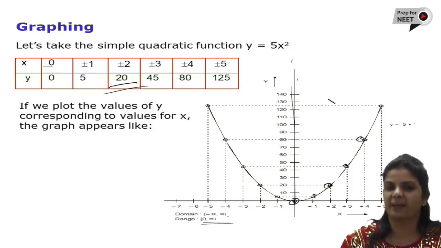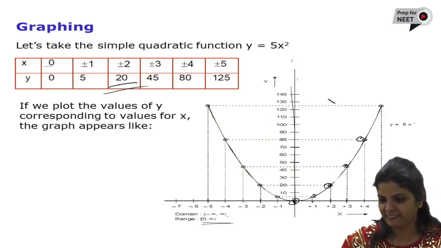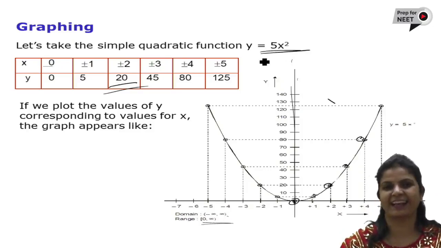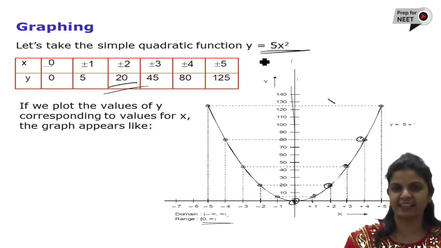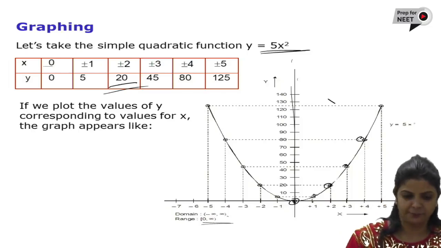Why 0? Because the minimum value of y is 0, right? We are not getting a negative answer for y because the function is x square, right? So whatever value of x you choose, either positive or negative, y will always be positive.